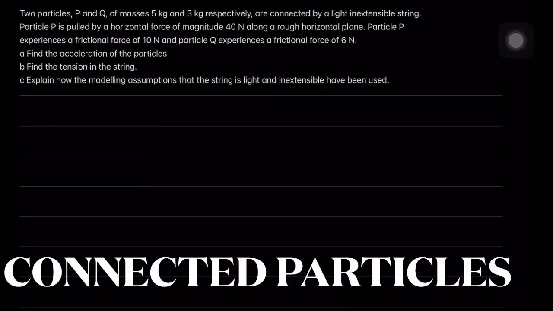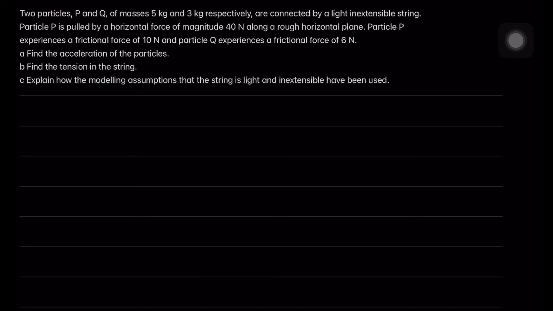Two particles, P and Q, of masses 5 kg and 3 kg respectively, are connected by a light inextensible string. Particle P is pulled by a horizontal force of magnitude 40 Newton along a rough horizontal plane. Particle P experiences a frictional force of 10 Newton and particle Q experiences a frictional force of 6 Newton.